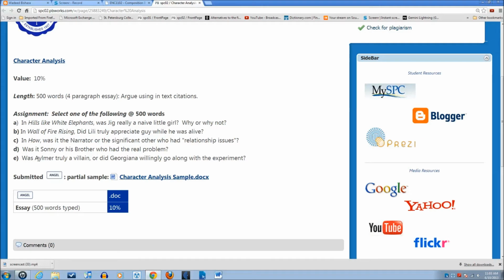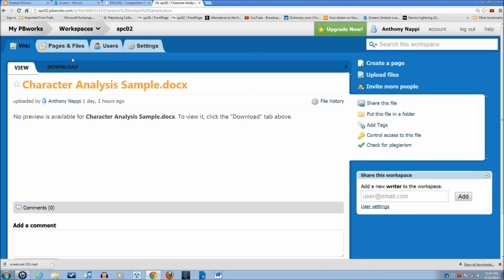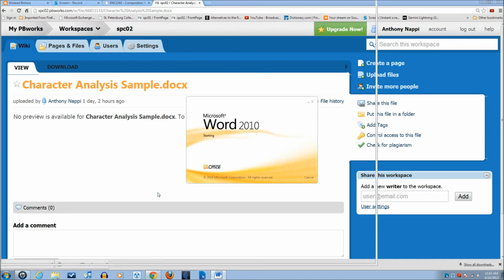You need to pick a side and argue one or the other. No opposition this time. You have to pick a side. You can't say yes and no. It's either yes, Aylmer was a villain, or no, Georgiana willingly went along with it. Look at my sample. Please read it over so you can see how I attacked this assignment. And this is the same thing I expect from you.